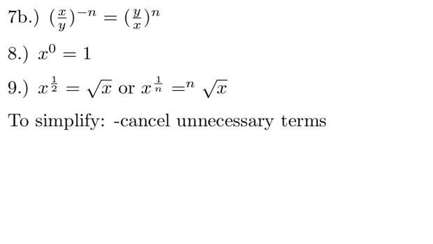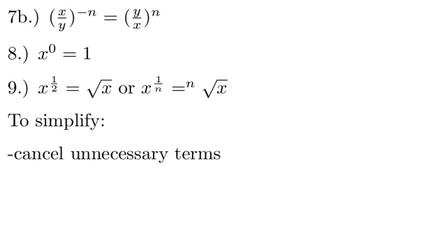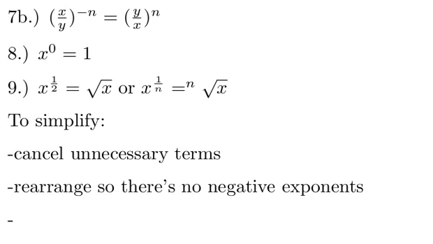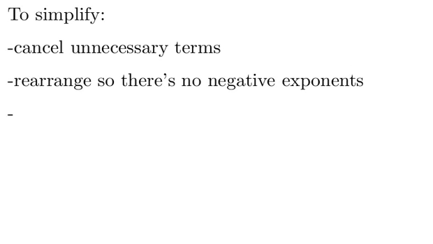Okay, so cancel unnecessary terms, then rearrange so there's no negative exponents. Let's scroll down just a little bit. Rearrange so there's no negative exponents, and combine as many exponents as you can.